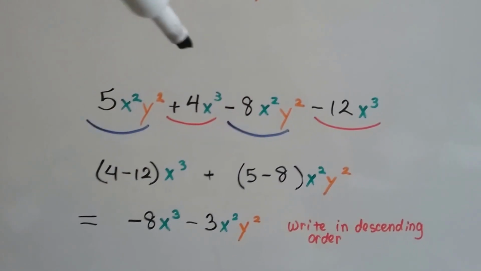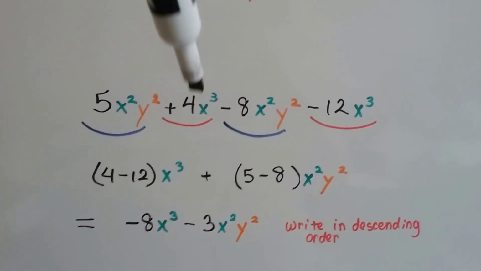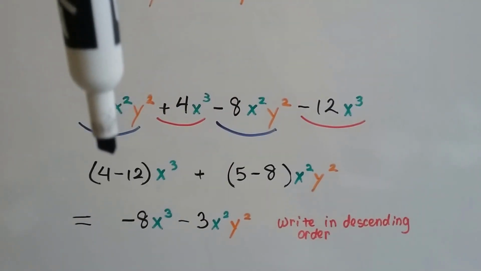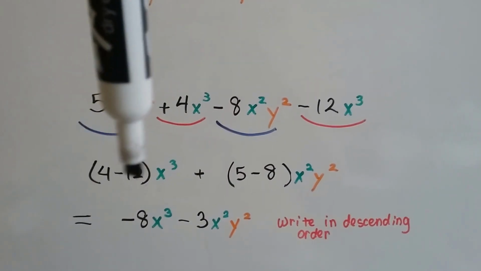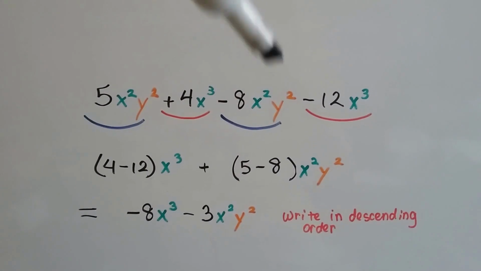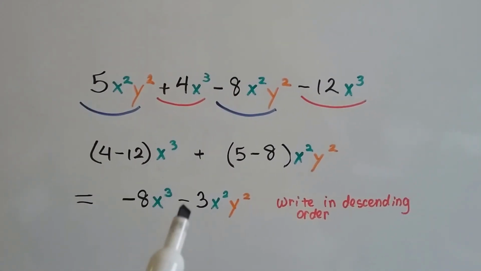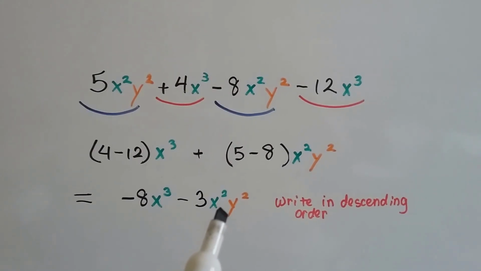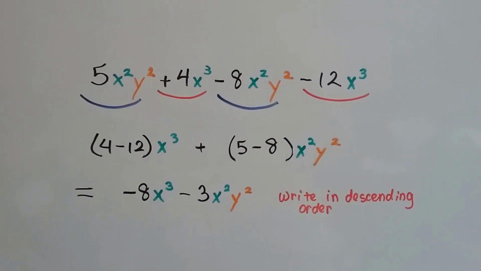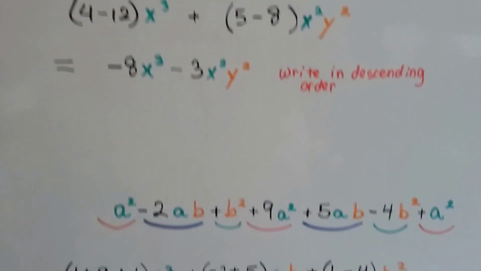We can see that this one is to the third power, this one's to the second power. So let's do the third power first so we can put them in descending order. So we're going to do the 4 minus 12 times x to the third. We're going to add it to the 5 minus 8 x squared y squared. That's going to give us a negative 8x to the third minus 3x squared y squared, and it's in descending order, see? So we didn't really start with that one this time, did we? We started with the one with the higher exponent so we could write it in descending order. Let's try a really big one.